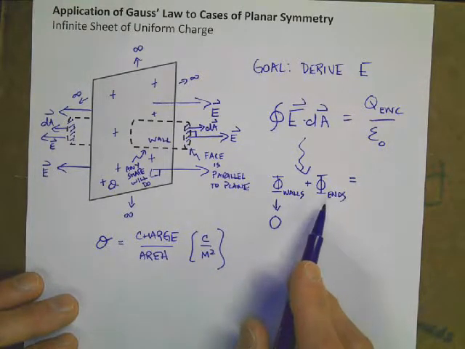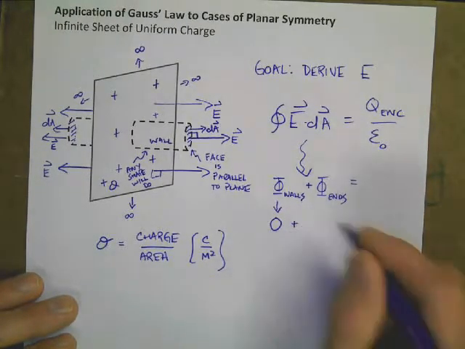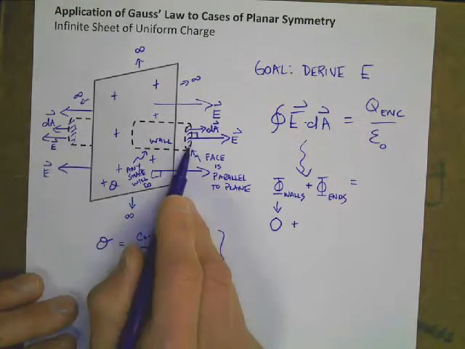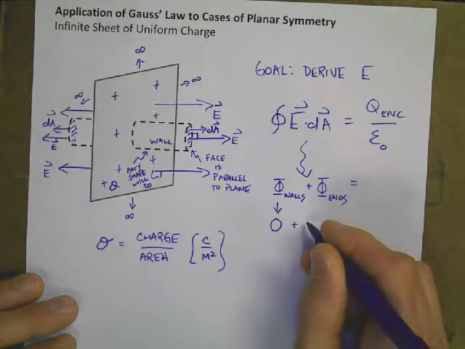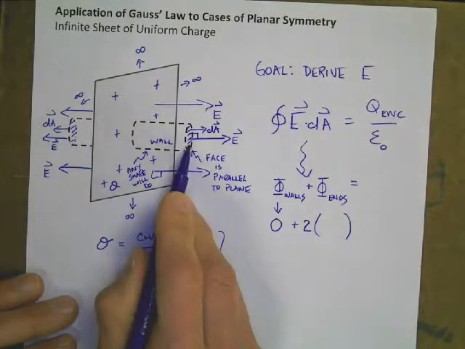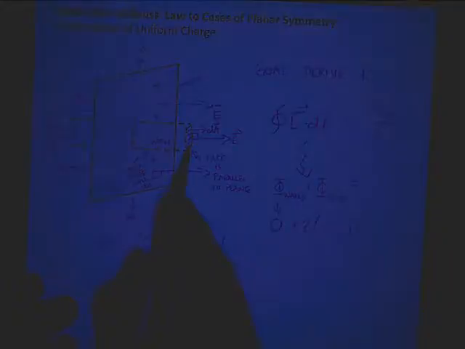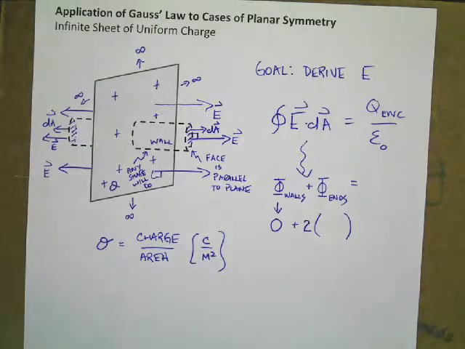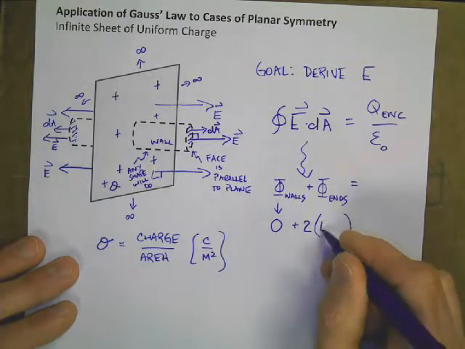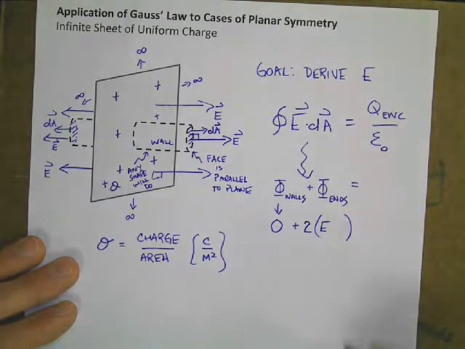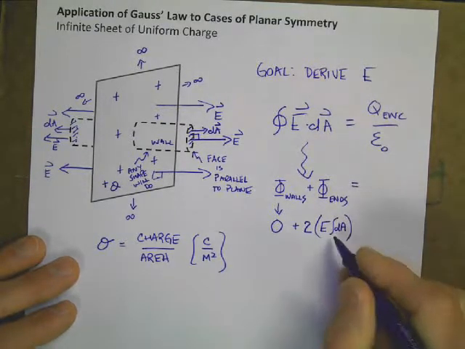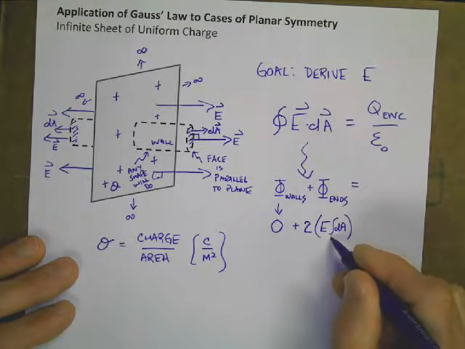Now, how about on the ends? Okay. So for the ends, it looks like we actually have two things to consider here. And I hope you can see that both ends are going to have a positive flux. So I'm going to have a factor of 2 that comes out in front, because I've got to take into account the fact that there are two faces. And then we say, well, what is the flux going through here? And it's going to be E times the area integral of the end.